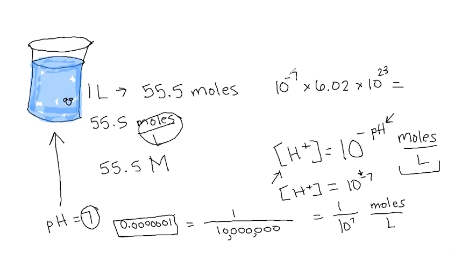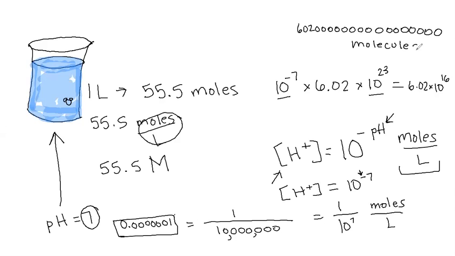And remember our math rules, these have the same base, so we can just add the exponents. So we end up with 6.02 times 10 to the 16th. So 602, 1, 2, 3, 4, 5, 6, 7, 8, 9, 10, 11, 12, 13, 14, 15, 16. That's how many molecules of H plus are in 1 liter of water.